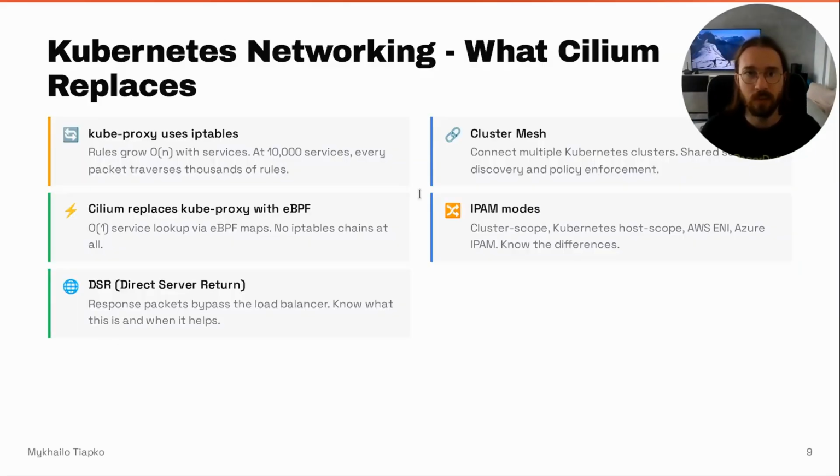On networking, my tip is that the kube-proxy replacement question appears consistently on the exam, so you need to be prepared for that. Also, Cilium handles service load balancing in eBPF, and service lookups go from O(n) complexity iptables chains to O(1) complexity map lookups. Know what direct server return means and when it applies.